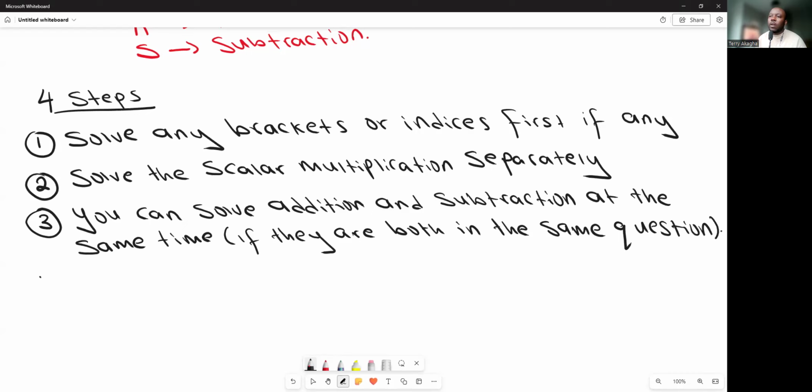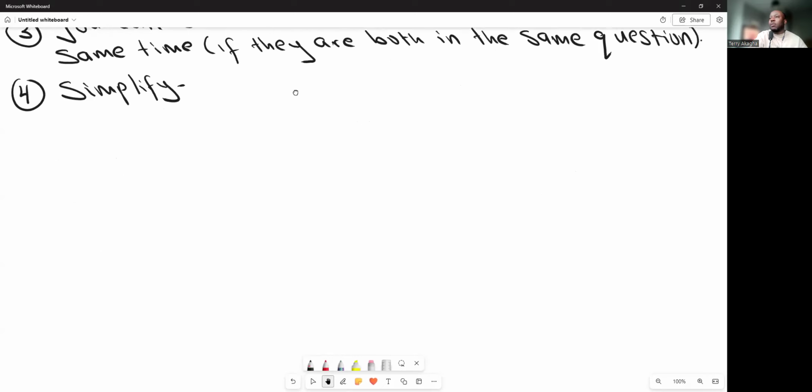Okay, then when you're done with that, number 4, as usual, then you what? You then simplify. So those are the 4 steps. So you solve any brackets or indices you have, then you do the scalar multiplication, then you do addition and subtraction, then you simplify. All right, so let's pick some examples now.